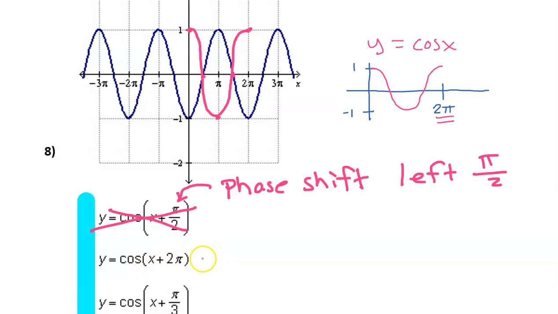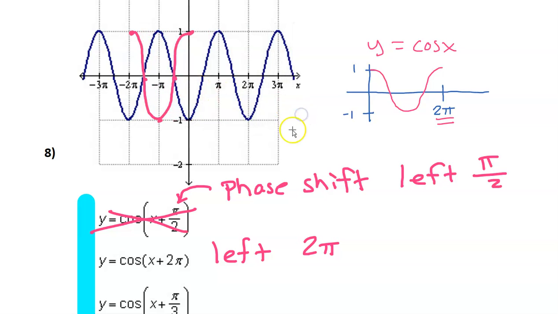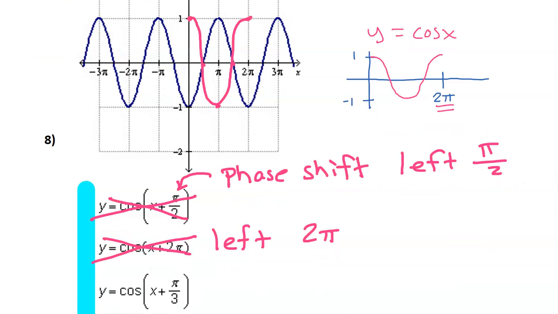Now, this one has a phase shift of left 2 pi. Remember, each space is pi. So when it says left 2 pi, that means left 2 spaces. So let's do that. 1, 2. If this were the answer, this would match perfectly, and it does not. So I'm going to put that back where it came from and eliminate the answer.